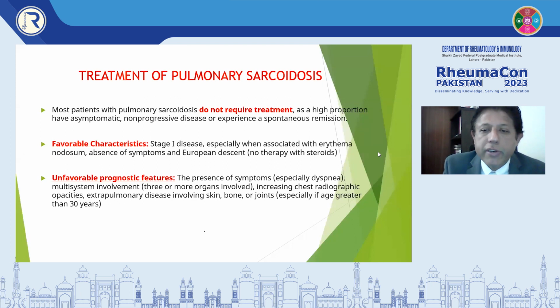Unfavorable prognostic factors are symptoms on presentation, such as dyspnea, which is very important, multi-system involvement of more than 3 organs, and increasing chest X-ray abnormalities, extrapulmonary manifestations such as skin, bone, joints. So those are important, or if any vital organs are involved, which we'll discuss shortly.